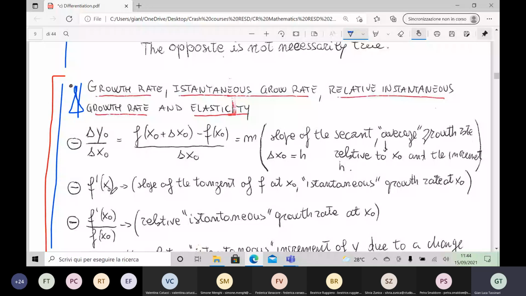Another thing is the relative instantaneous growth rate, which is the instantaneous growth rate at x0, that is the derivative at x0, divided by the value of the function at x0. This is relative because this should be a percentual number, because you see it is the estimated increment on the value of y for the increment of 1 unit of x divided by what? The value of your function. So it is the increment divided by the value of your function. So it is a relative increment. So in particular it is the relative instantaneous growth rate.